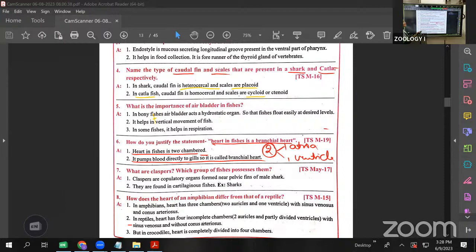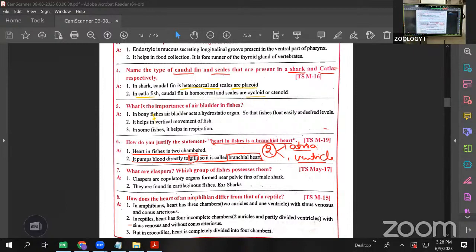Venous blood is present. The heart has only two chambers, the atrium and the ventricle. They directly pump the blood to the gills. Gills are another name for branchiae. They pump the blood to the gills, which is why we call that heart a branchial heart.